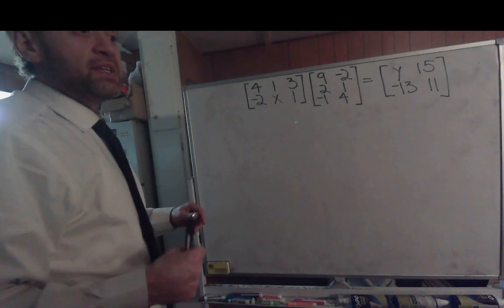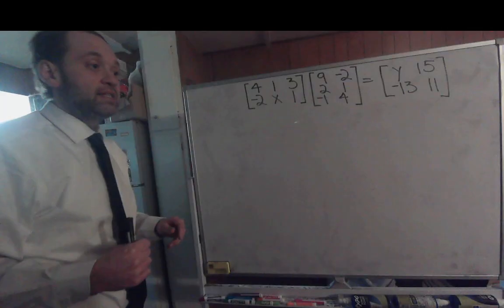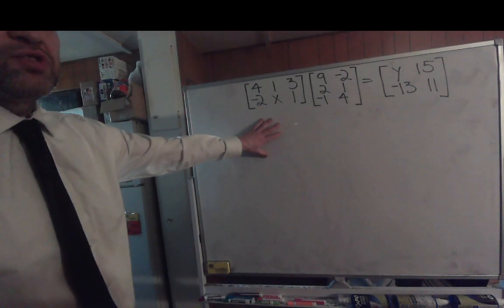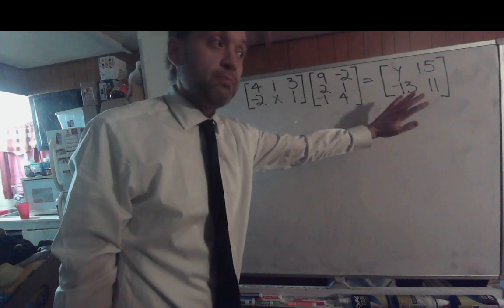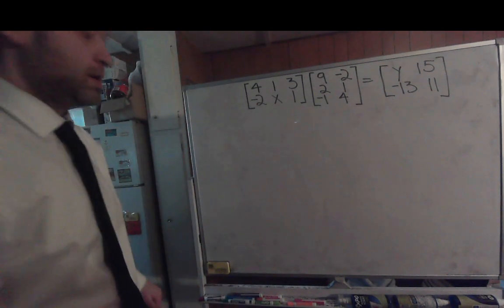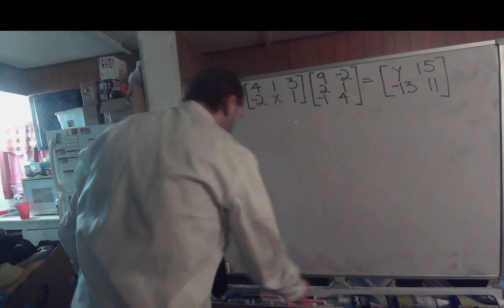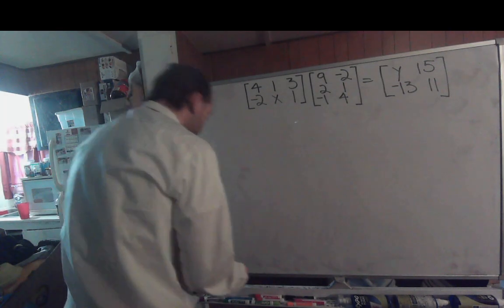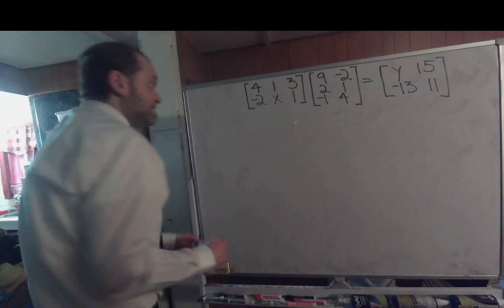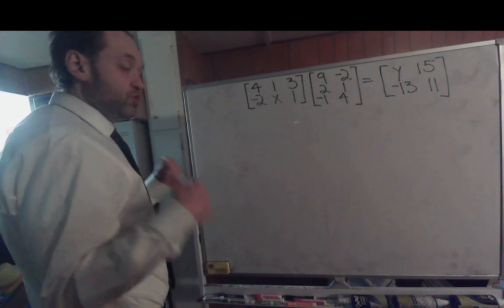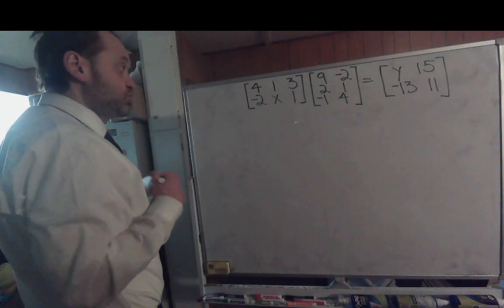Well, again, this is an equality. This means the product of these two matrices will be identical to this matrix over here. So first thing, again, I can't emphasize this enough: figure out the dimensions of your matrices. Make sure these all check out.